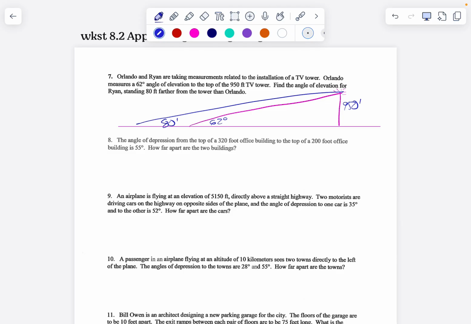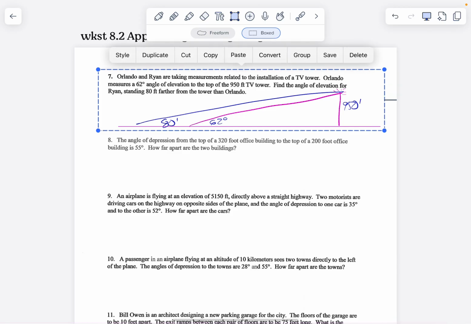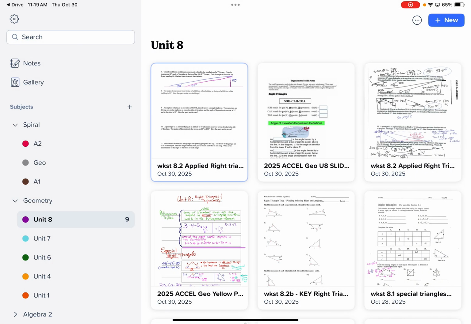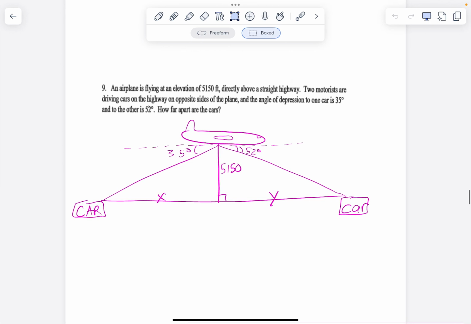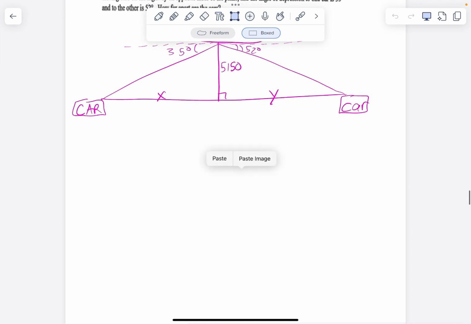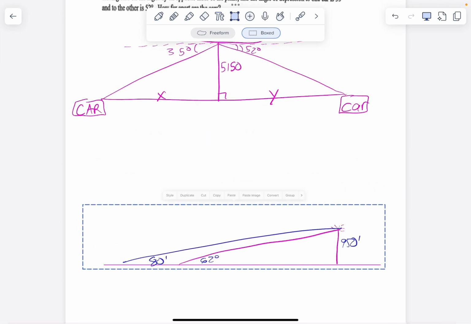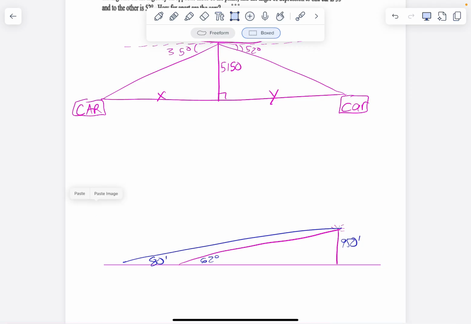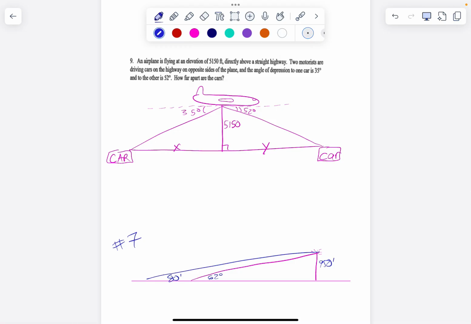I'll leave those up for a second if you need them. But you guys, you should practice drawing your own pictures on the other ones, right?